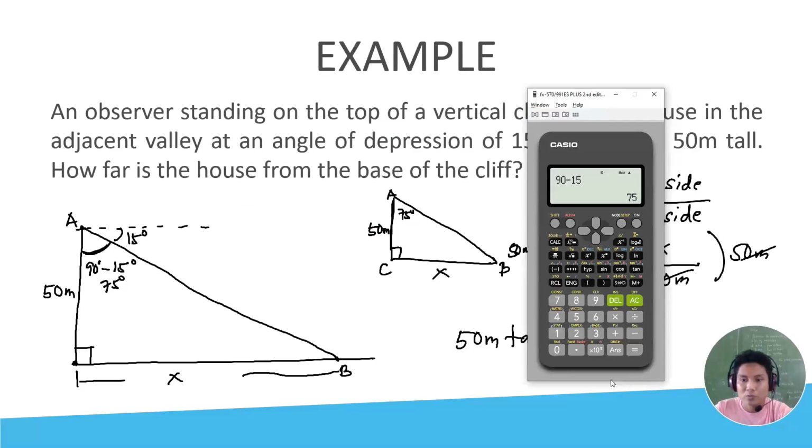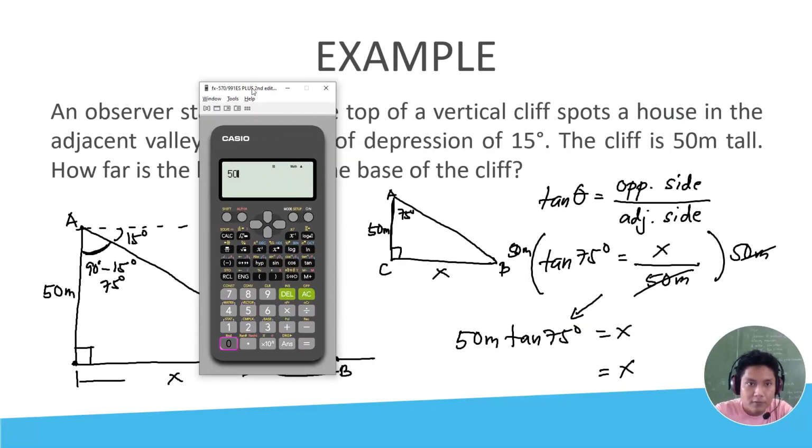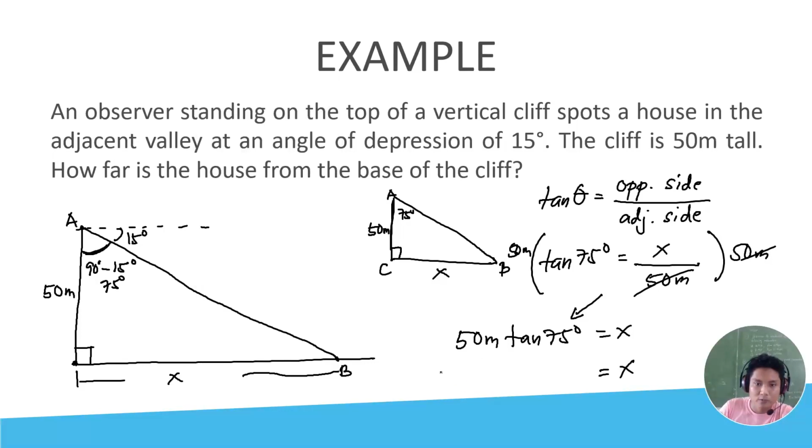Compute: 50 tangent 75, enter. 186.6025. Sorry, 186.025 meters. So that's the answer.